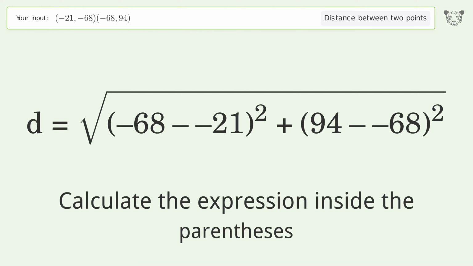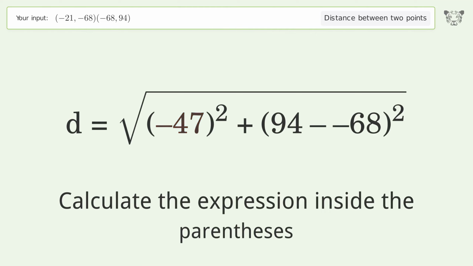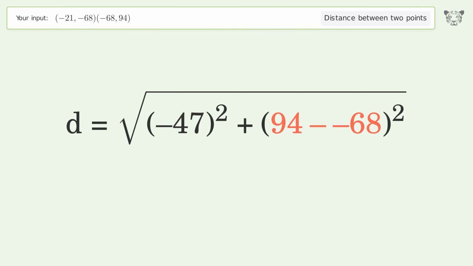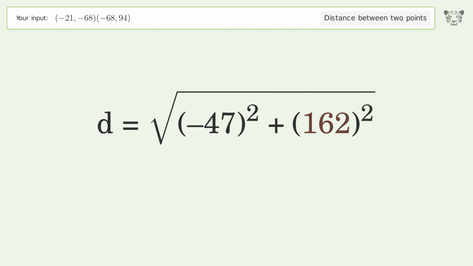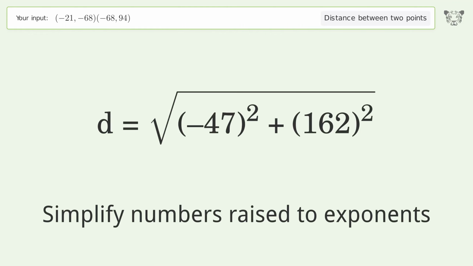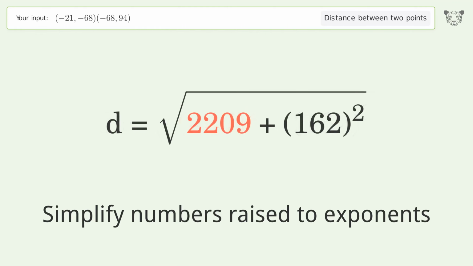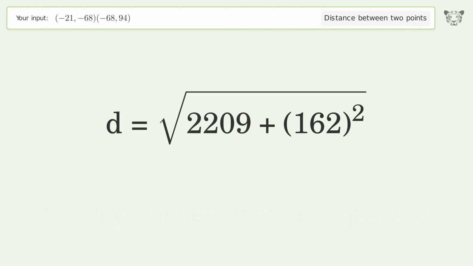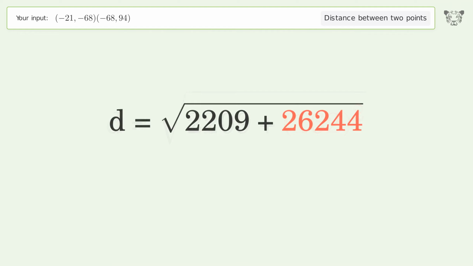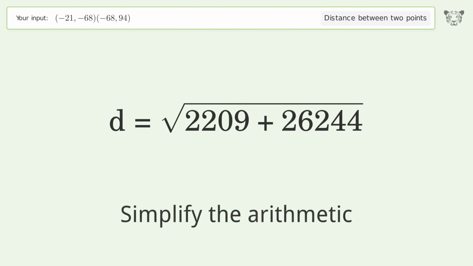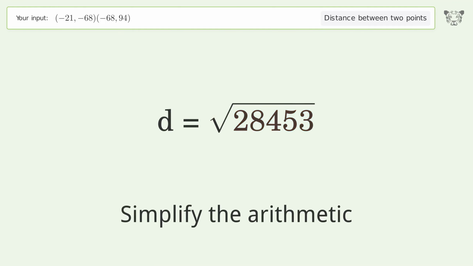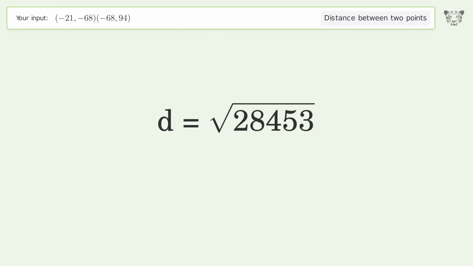Calculate the expression inside the parentheses. Simplify numbers raised to exponents. Simplify the arithmetic. And so the distance between the 2 points is the square root of 28,453, or 168.68.